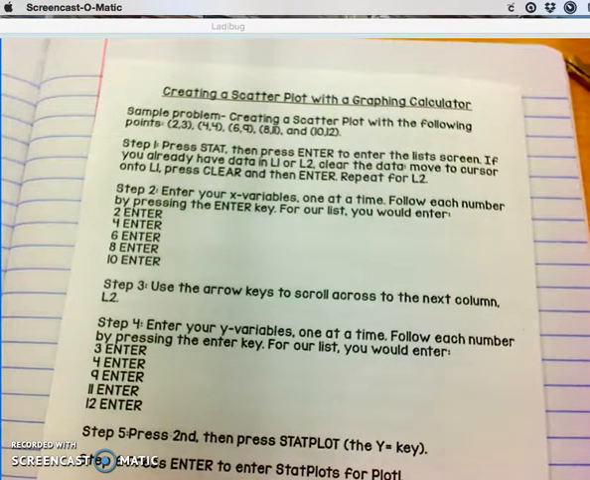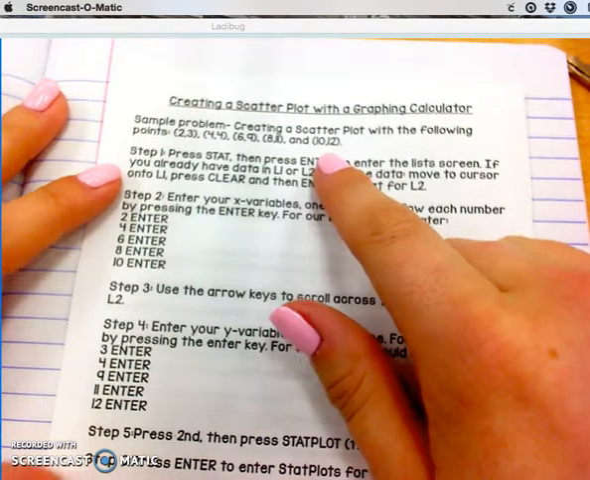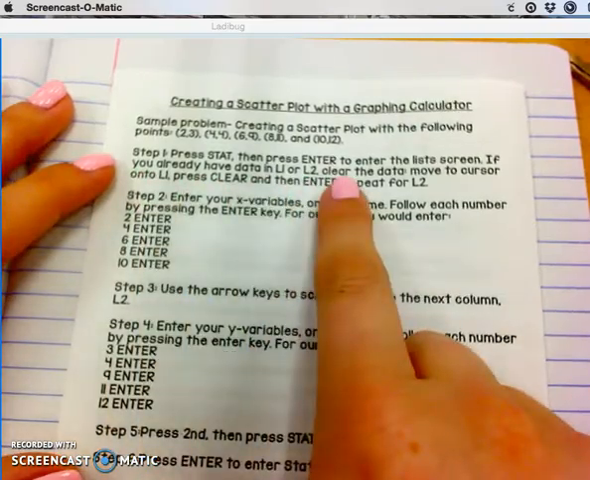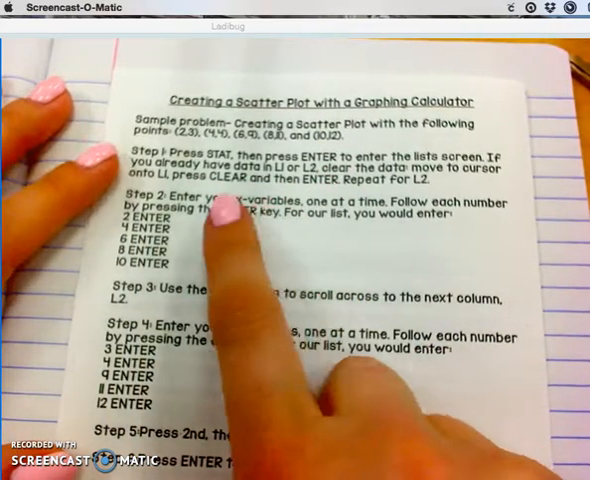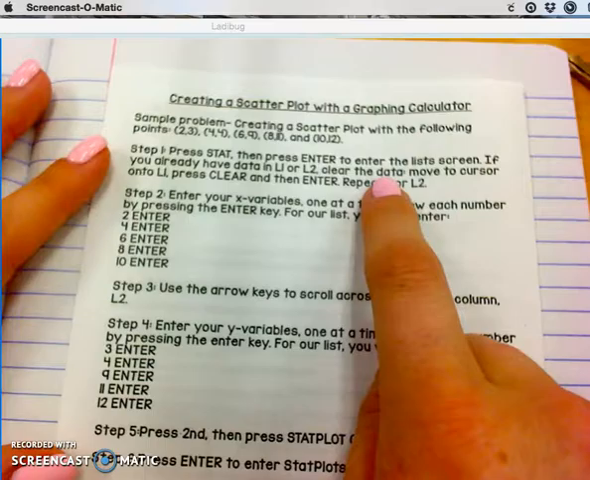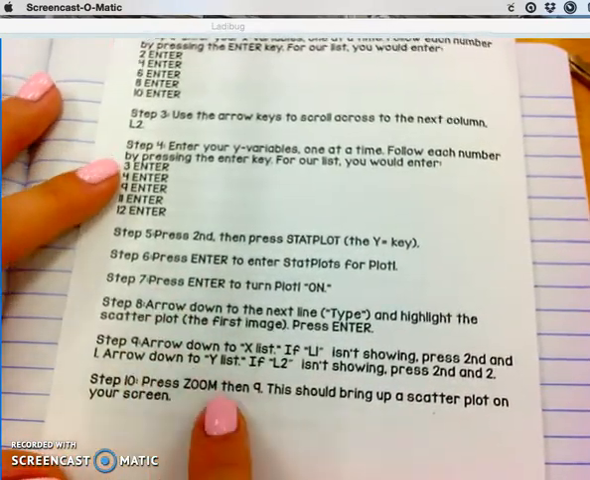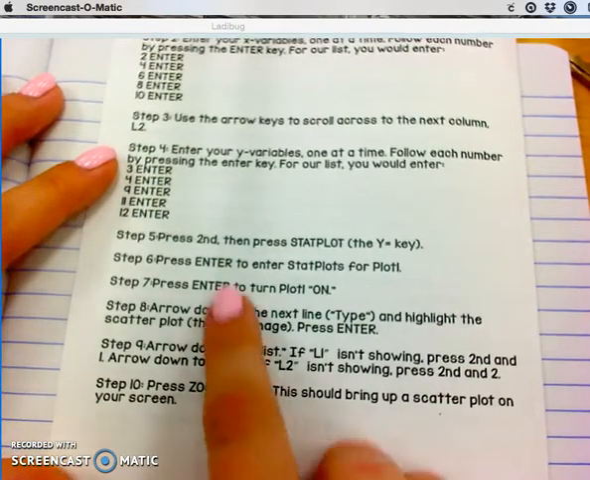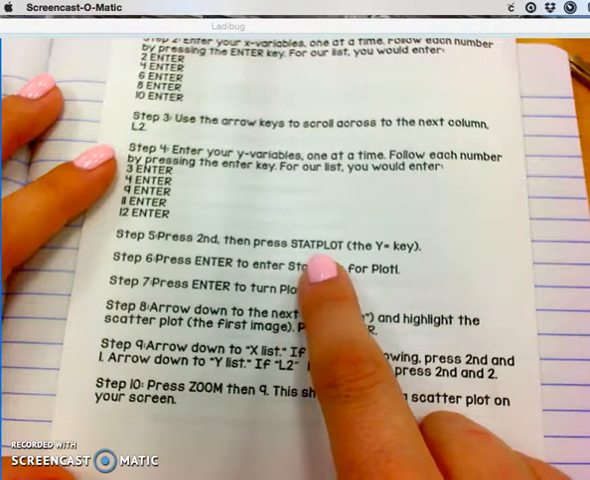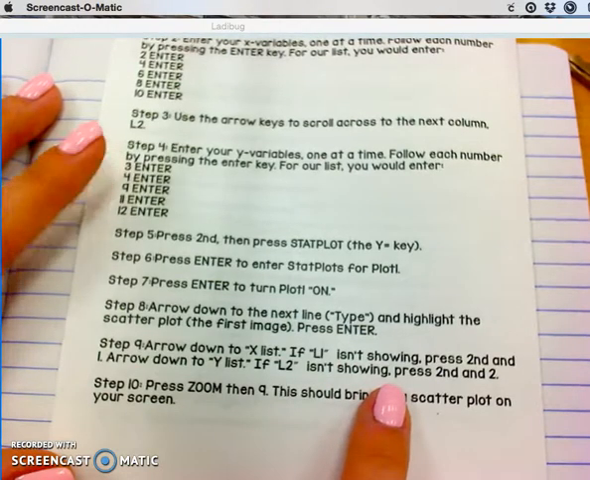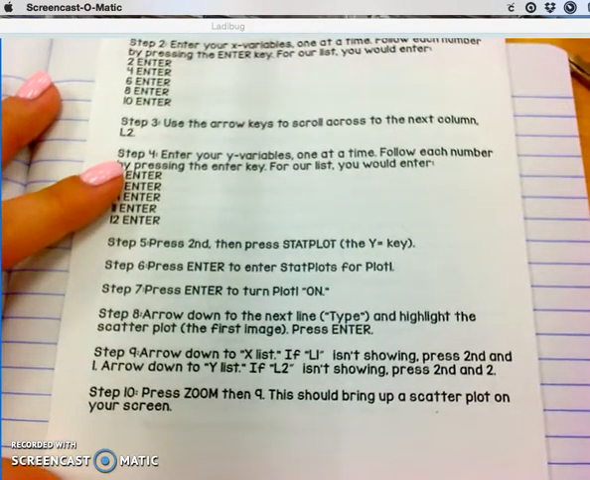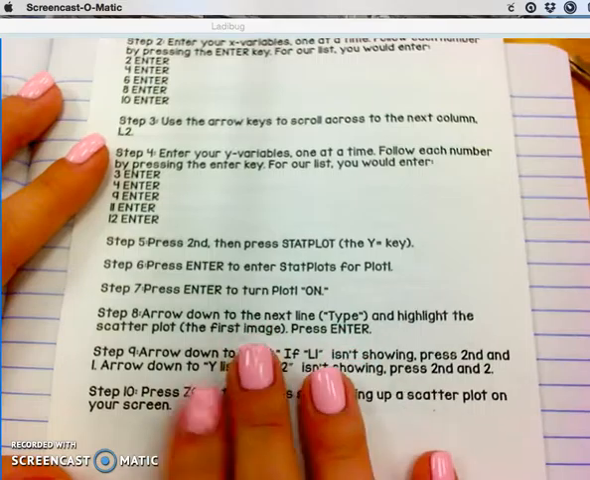This lesson is to teach you how to create a scatter plot with a graphing calculator. There's a sample problem at the top, and it gives you step-by-step directions for how to clear entries into list 1 and list 2, how to enter your data, and how to view a scatter plot, making sure that it's turned on and that you can see your scatter plot after you've entered the data. There are step-by-step directions for you to try this.